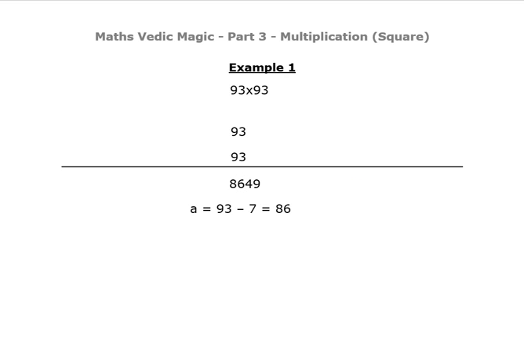Let's look at another example. The numbers are 991 and 991. So the deficiency from the base 1000 would be 9. So the right side portion is 81, but because it has fewer digits than the number of zeros in the base, we need to precede it with a 0 to make it up. And the left side portion would be 991 minus the deficiency, which is 9, which gives us 982. So this gives us the answer 982081.